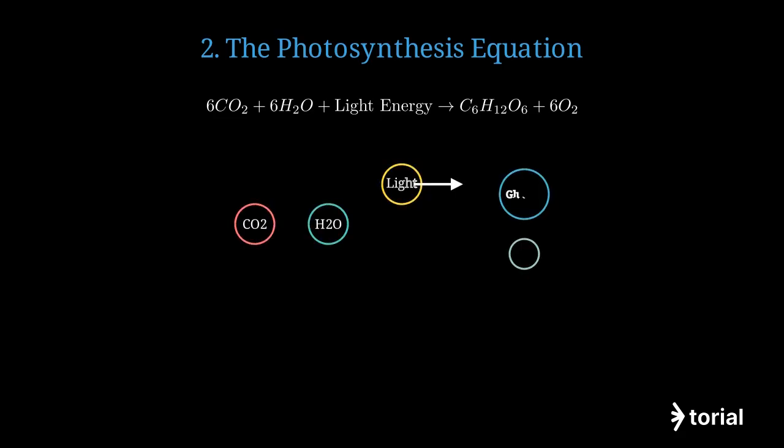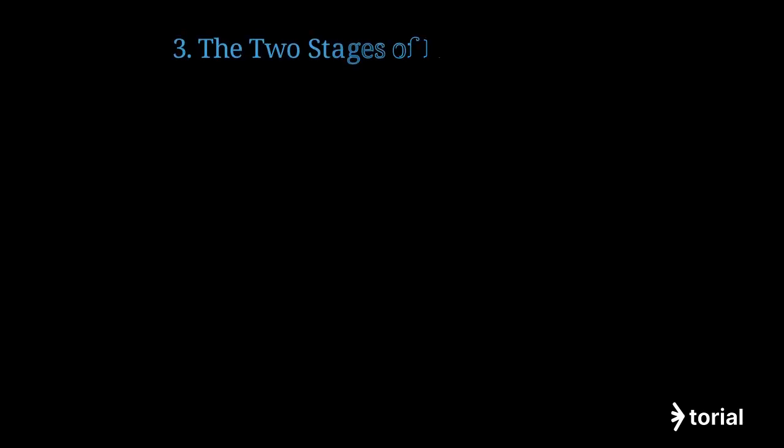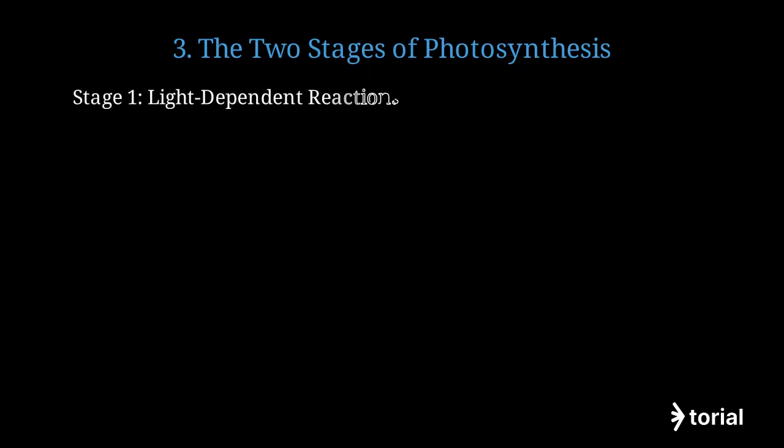Here we can visualize the reactants on the left, carbon dioxide, water, and light energy, being transformed into the products on the right, glucose and oxygen. Photosynthesis occurs in 2 main stages with different requirements and products. The first stage consists of light-dependent reactions that require sunlight.